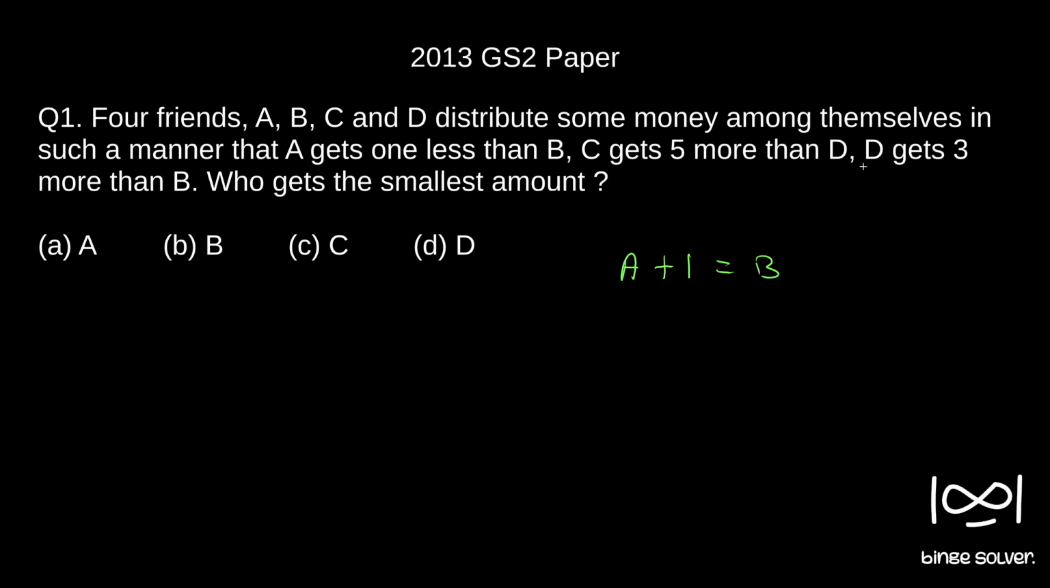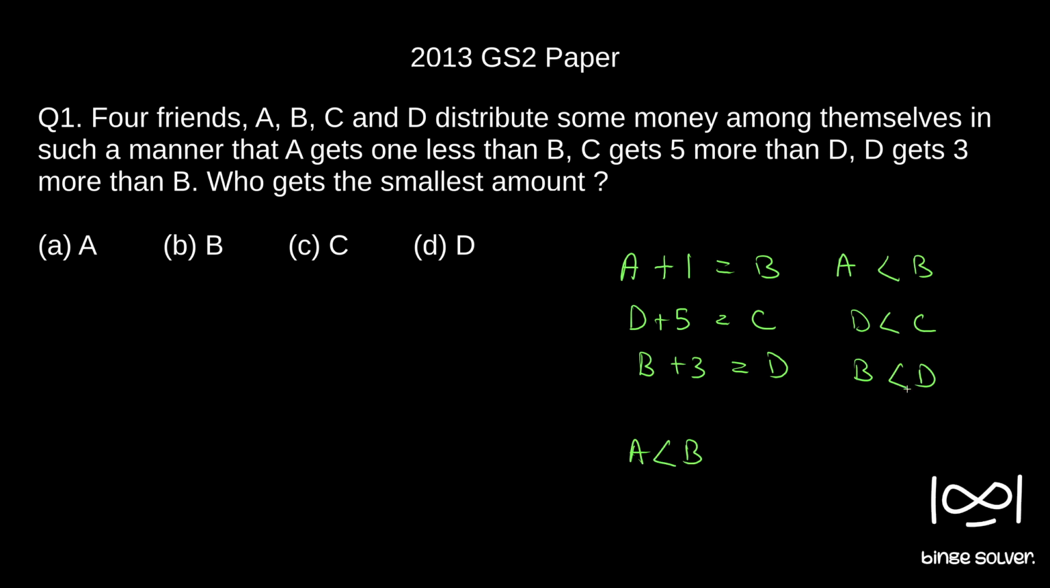Similarly, C gets 5 more than D. So we can write D plus 5 is equal to C. D gets 3 more than B. So B plus 3 is equal to D. Since we need to find the smallest, we'll just use the relation A less than B, D less than C, B less than D. Or if we write A less than B and we know B less than D, and D less than C. So among the four, A is the smallest. So A is the right answer.